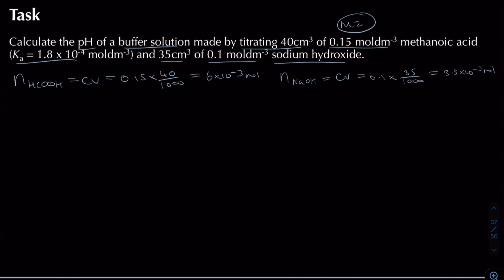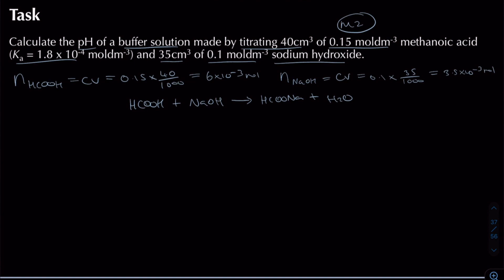Now the next thing I need to do is write out my equation. So in this case, I've got methanoic acid, HCOOH, and that's going to react with sodium hydroxide, again monobasic in both cases. I end up with HCOO, and then Na plus, and water as well. My ratio between my acid, my base and my salt is going to be 1 to 1 to 1.